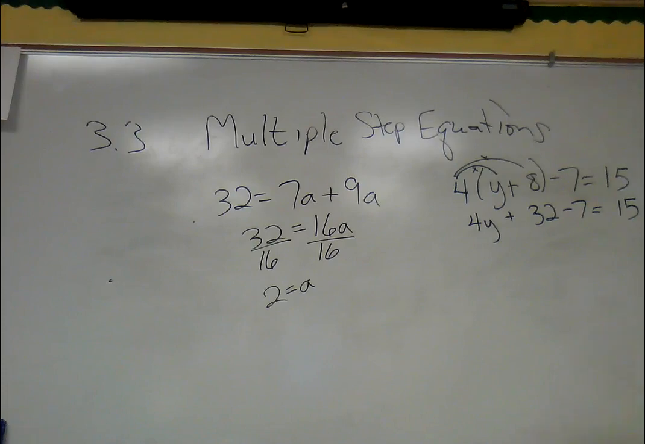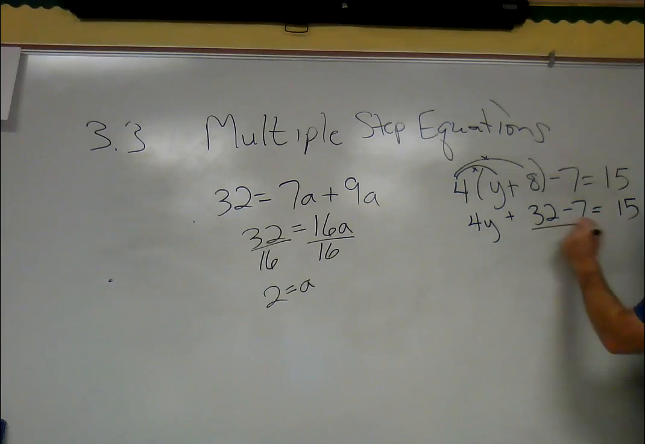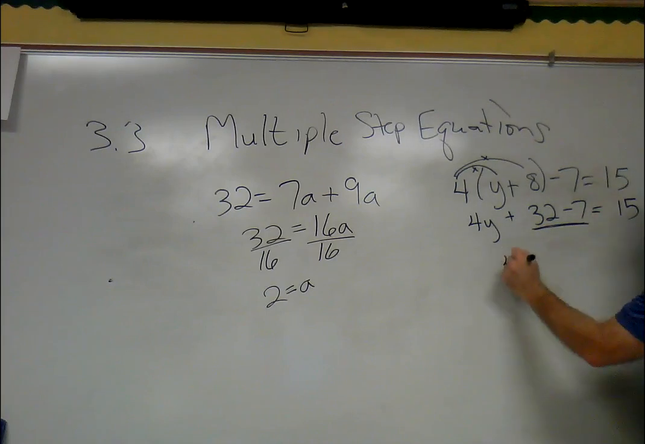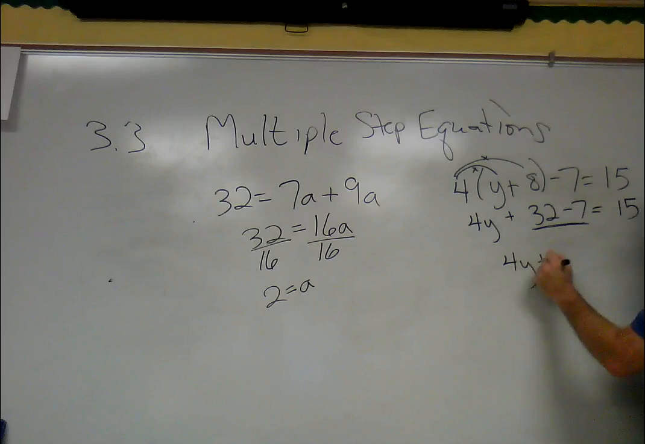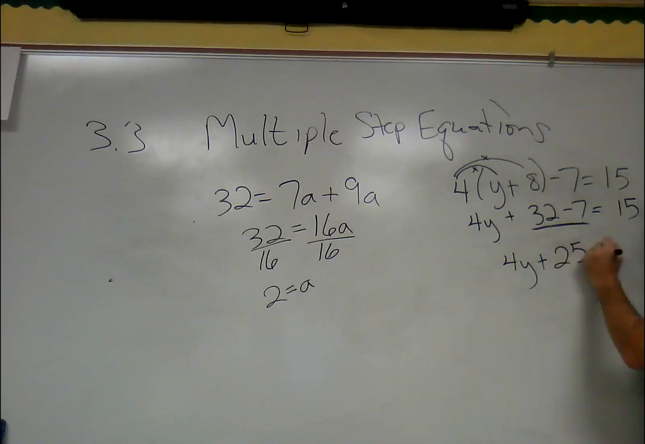Any terms on this left side that are the same? Any like terms? We can put these together because they don't have a variable. So we have 4y plus 25 equals 15. So now, how do we get rid of 25? So this is where we were yesterday.